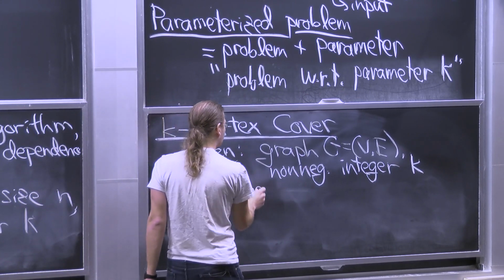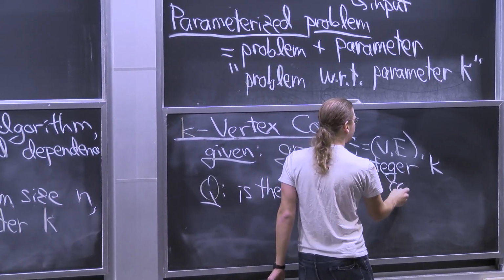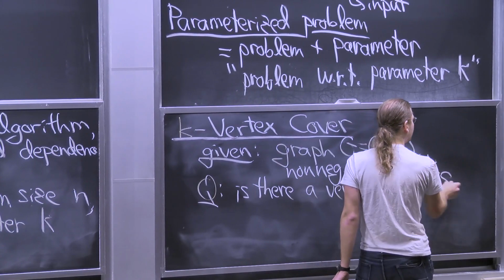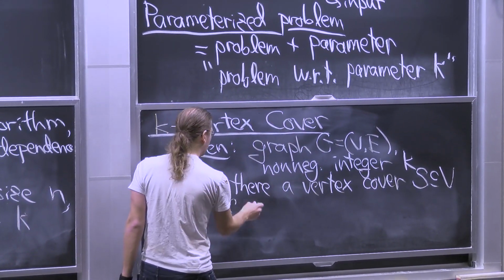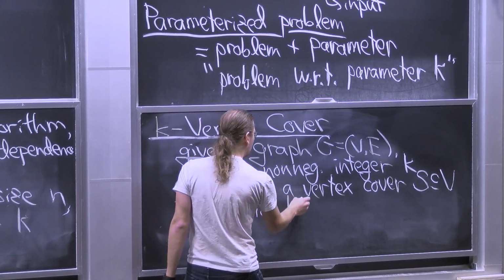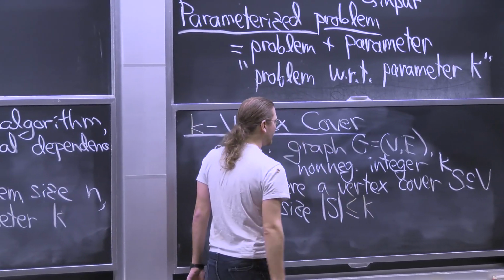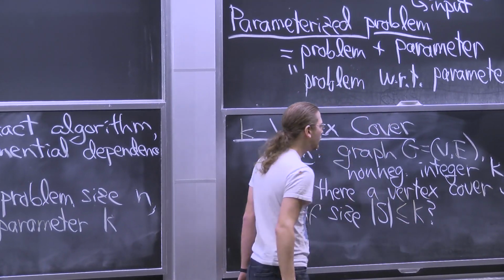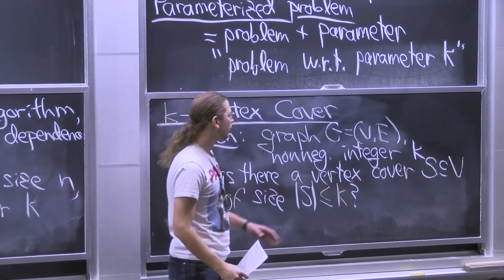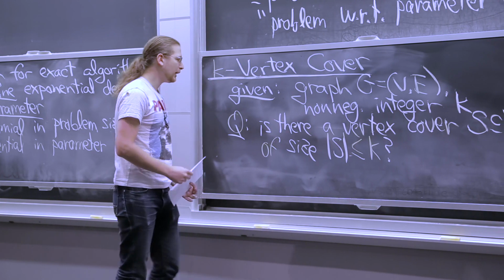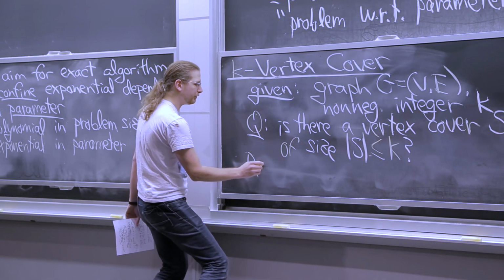Is there a vertex cover? Remember, a vertex cover is a set of vertices that cover all the edges. And we want the size of S to be less than or equal to k. Okay, so for every edge, we need to choose one of the two endpoints. We want the total number of chosen vertices to be at most k. And so that's a regular decision problem.